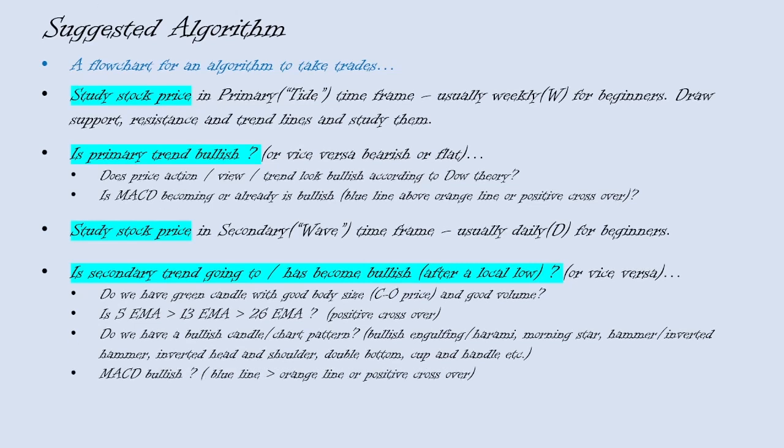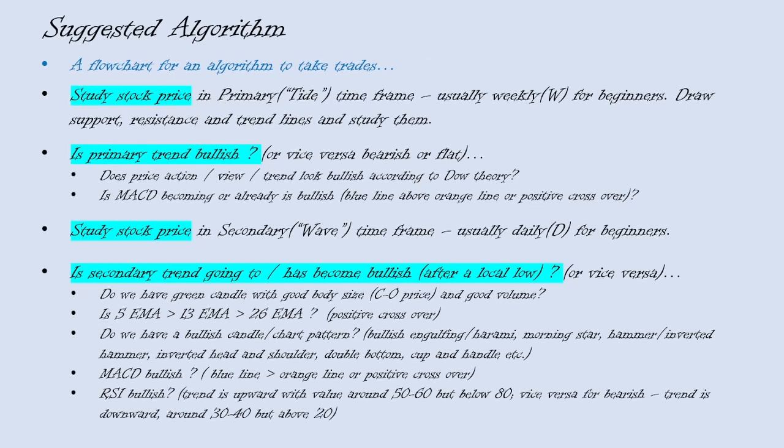Then we have to see whether MACD has become bullish or is going to be bullish. Whether RSI is bullish. RSI is relative strength index. If you are around 50 to 60 and the trend is up, then it is bullish. If it has already gone beyond 80, then it is in the overbought stage. Anytime the reversal to selling can happen. But if you are below 80 and you are in an uptrend, it's a bullish signal. And vice versa, for bearish, if you are going down and you are around 30, 40, but you are still above 20, then it is bearish. If you are below 20, it means that you have come to oversold, and anytime a reversal to buy can happen.